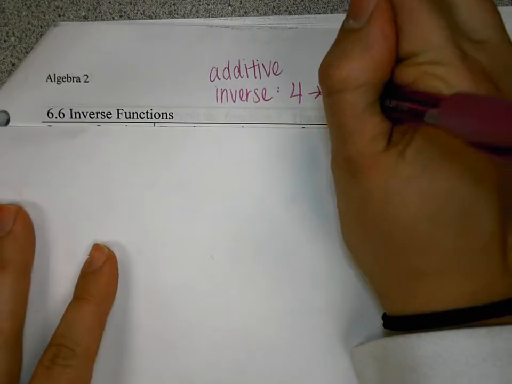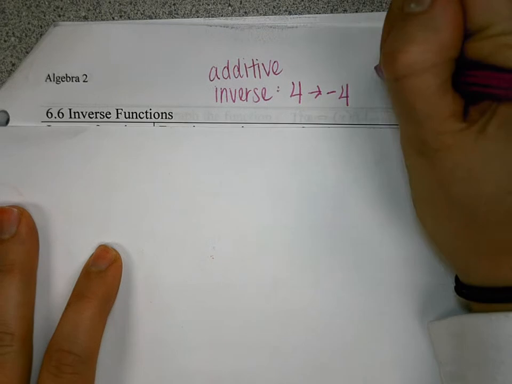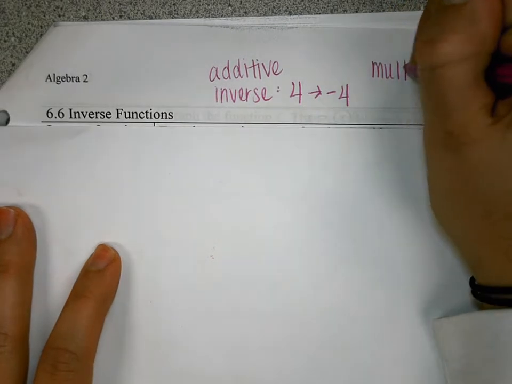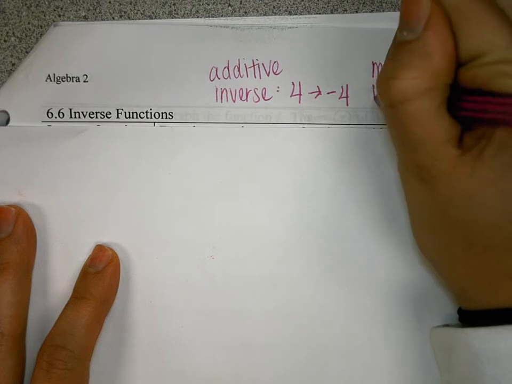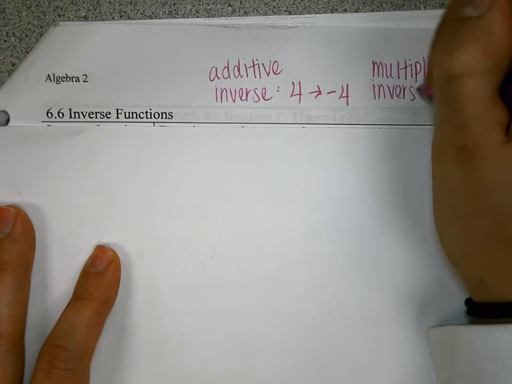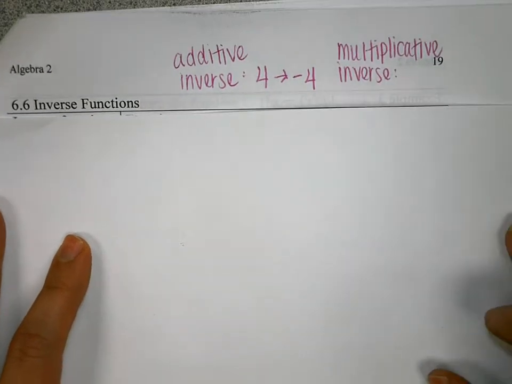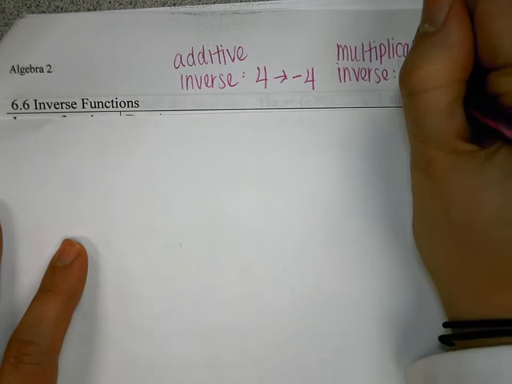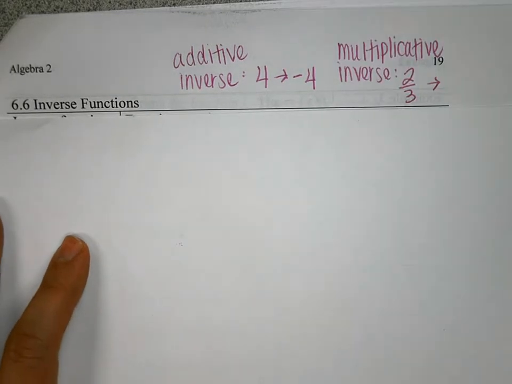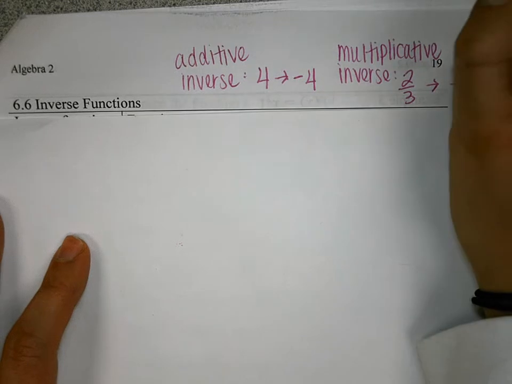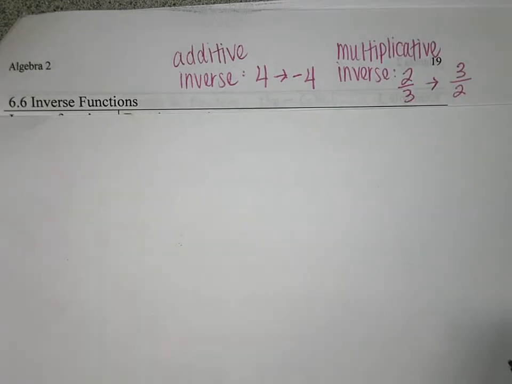Negative 4. Okay? We also have the multiplicative inverse, which we also call the reciprocal. So if I gave you 2/3, what would the multiplicative inverse of that be? 3 over 2. The sign stays the same though, right? So those are the two types of inverse we've worked with so far. They're up here in the blue box.